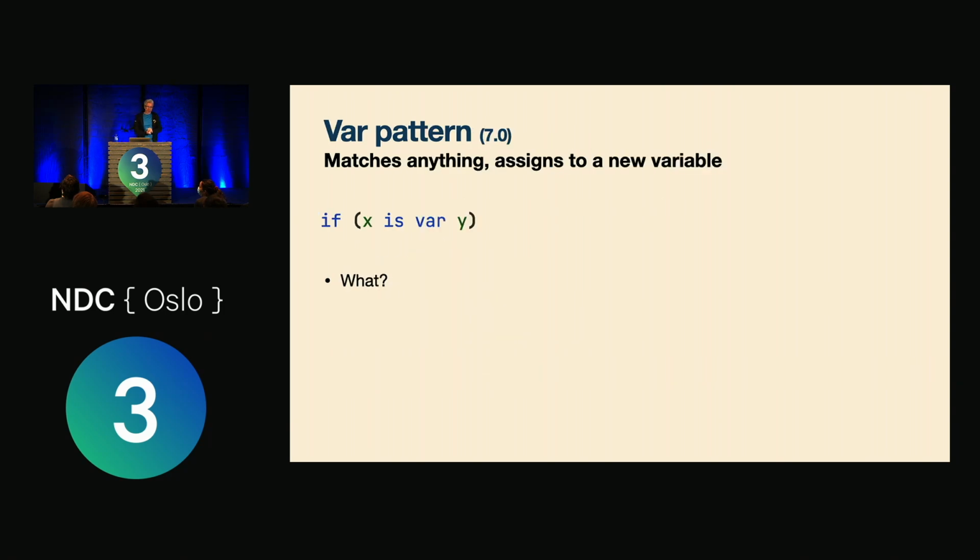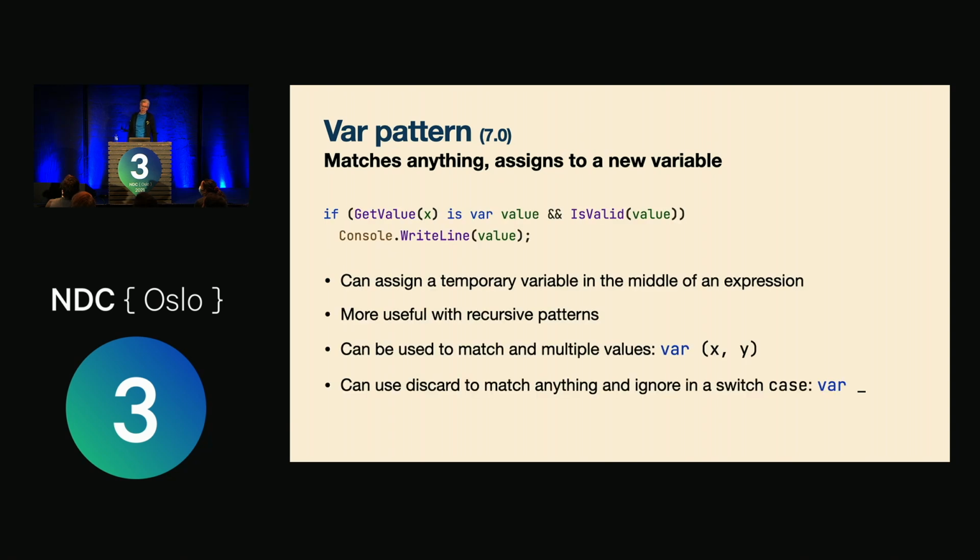We've also got a var pattern. This matches anything and assigns it to a new variable, which is kind of, frankly, a little bit weird. This is always going to match. If x is var y, yes, it is. And now we've got y. And it's like, OK, thanks, C#. Why? And the reason for this is that it's actually useful for working inside an expression.